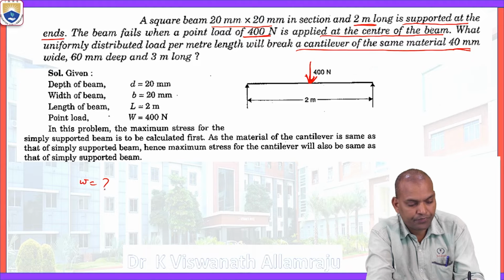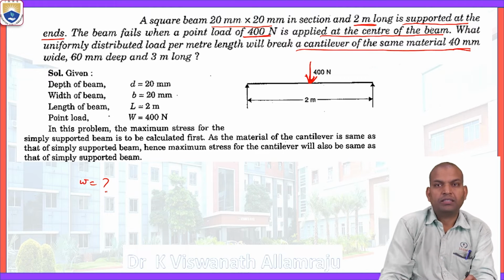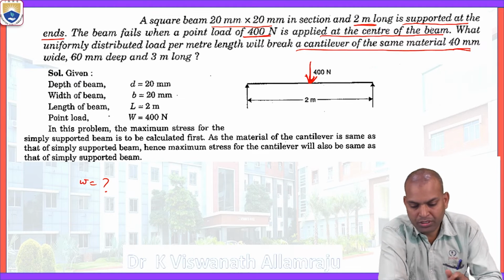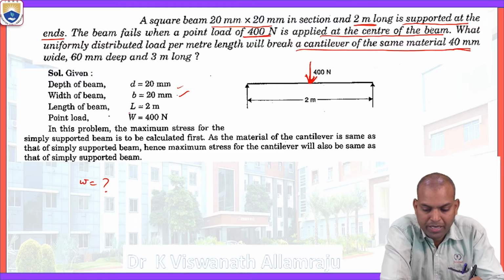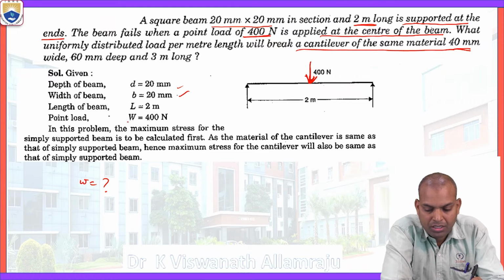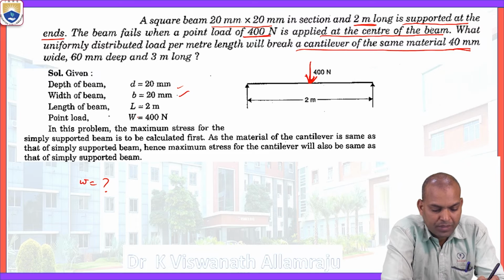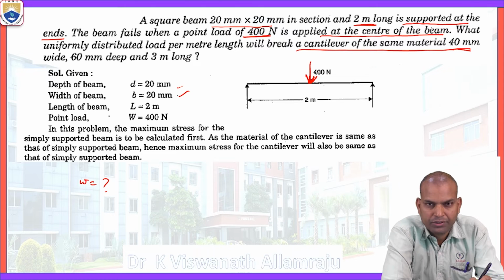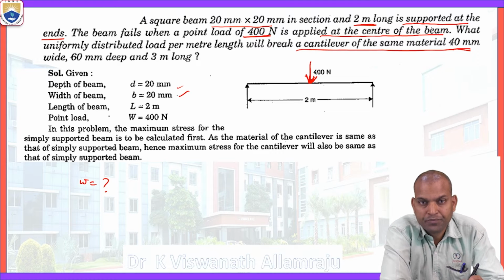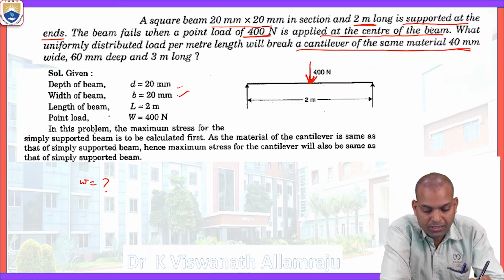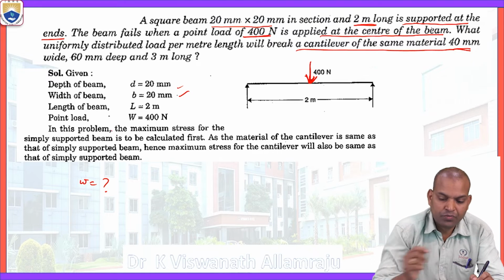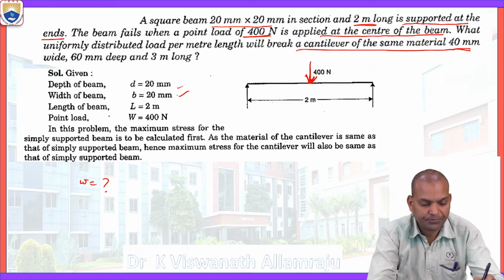What is the W? So the given data is that depth equals 20 millimeters and width equals 20 millimeters. It's a square beam, and length equals 2 meters and W equals 400 newtons. So for the maximum stress, what is the case here? The simply supported beam is subjected to a point load at the midpoint. For this case, from the bending moment you have to calculate sigma maximum.